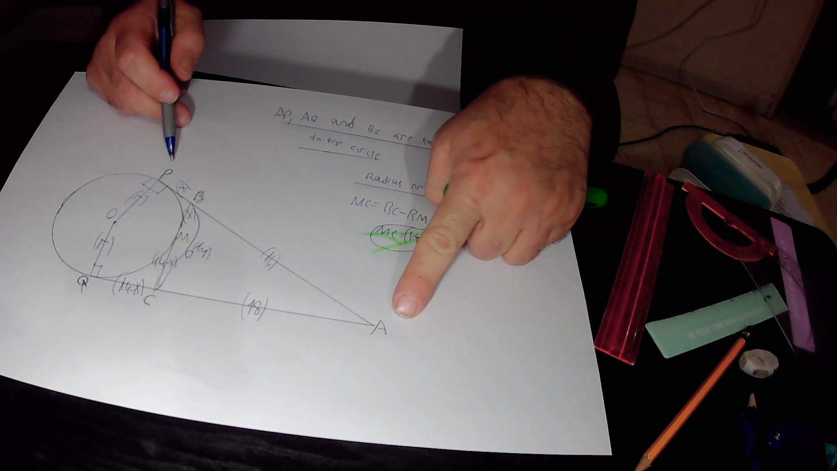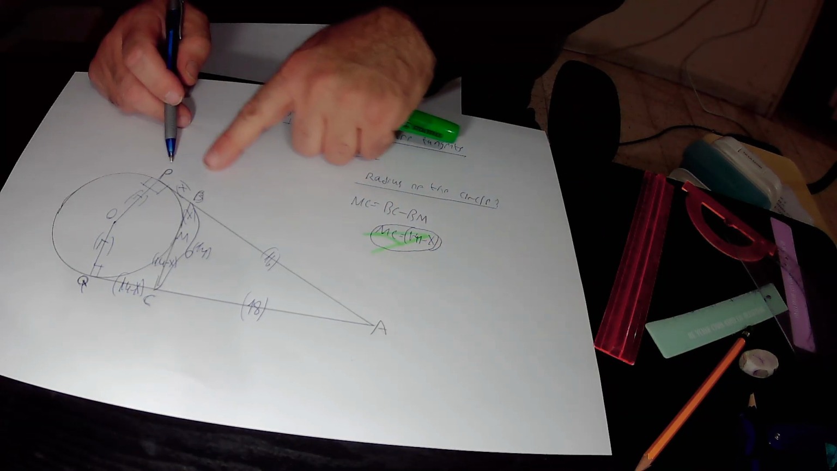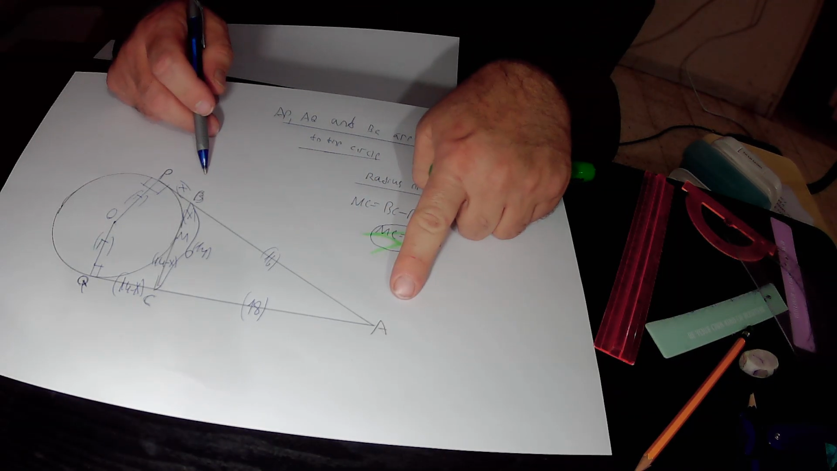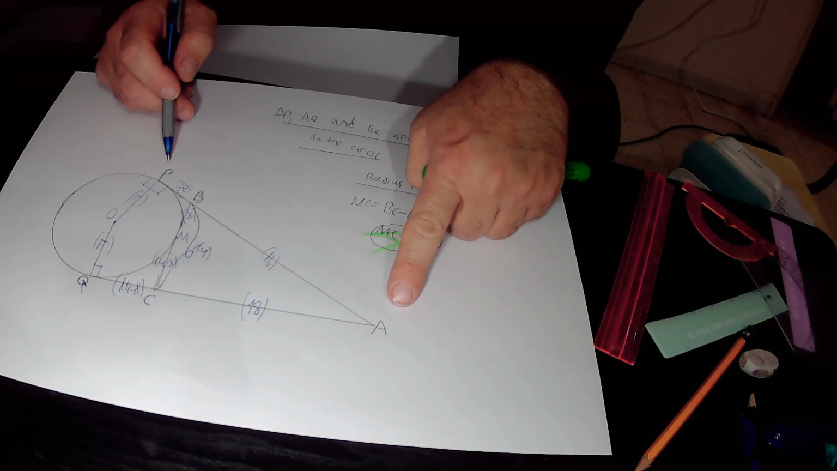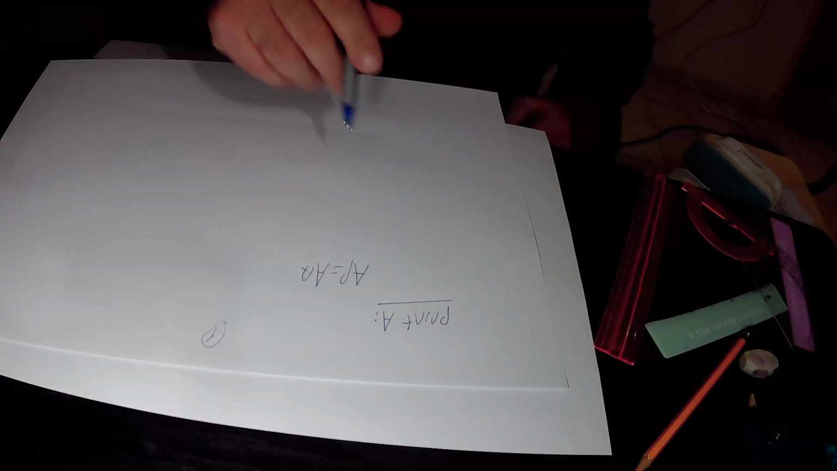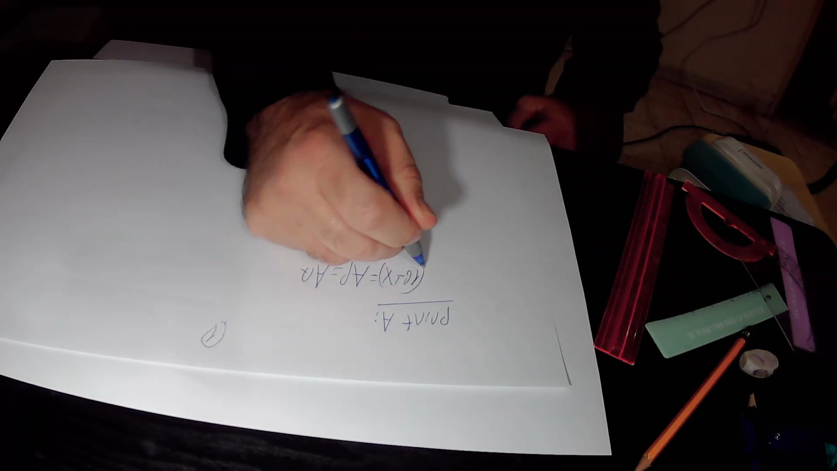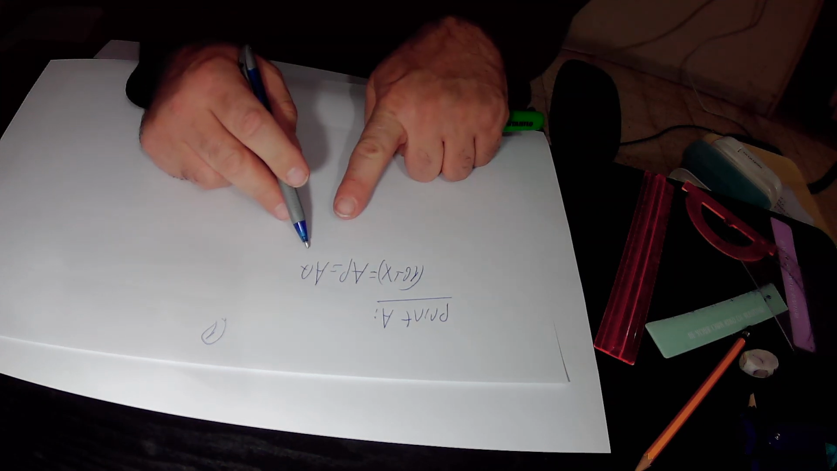AP equals 16 plus x. That is to say, AP equals PB, that is x, plus BA, that is 16. So in total, AP equals 16 plus x. And it's also equal to AQ.